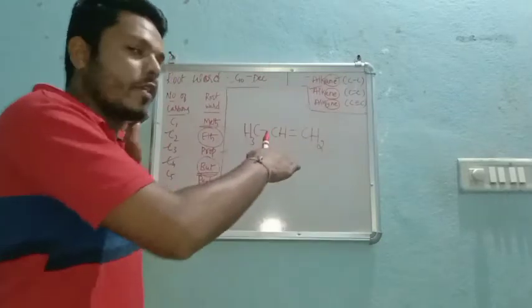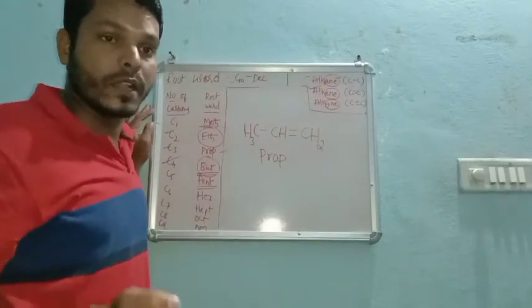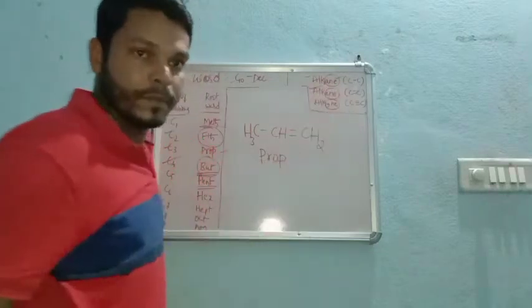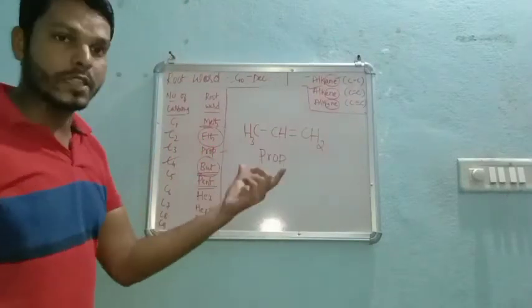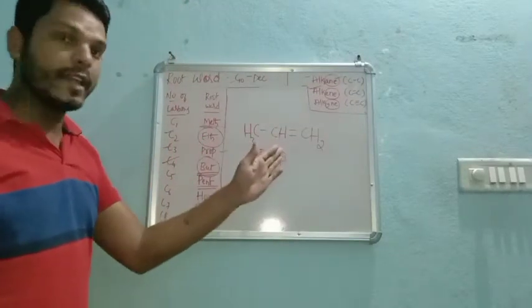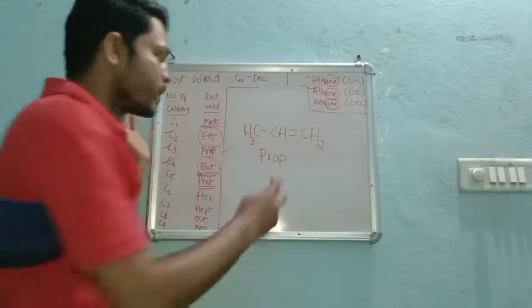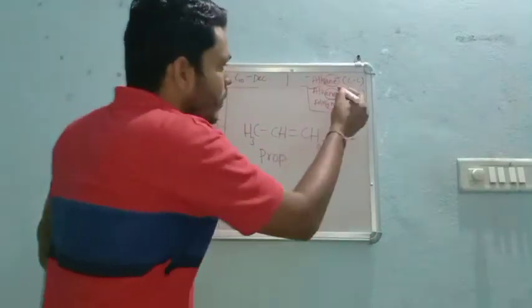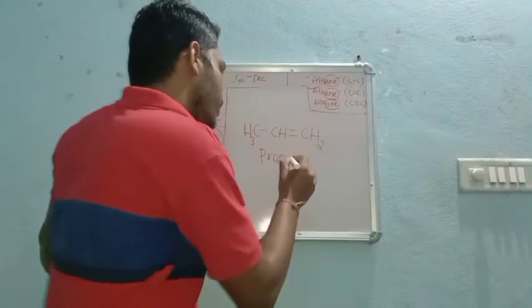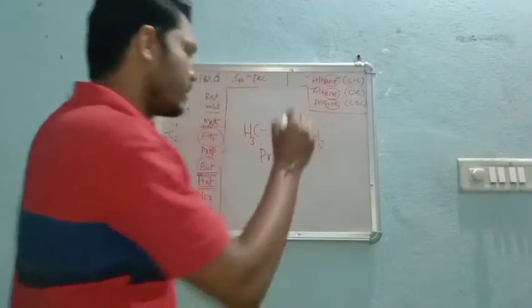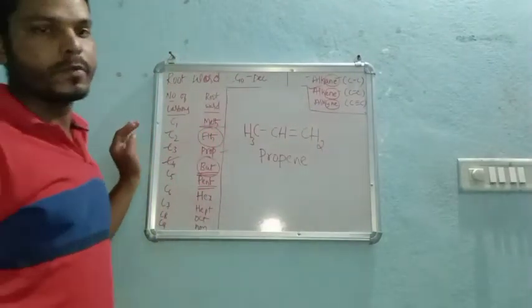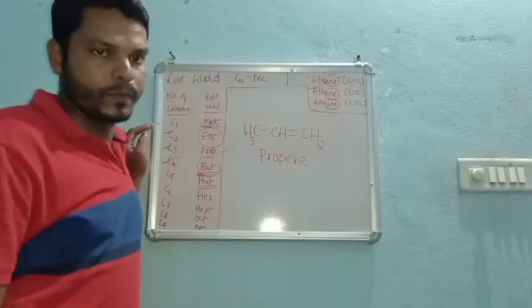If it is a triple bond, then it is an unsaturated compound of type alkyne, right? Unsaturation and saturation. Clear? Don't get confused. Now, double bond means what we need to use? We have to use ene. That means the name of this compound is propene, right?